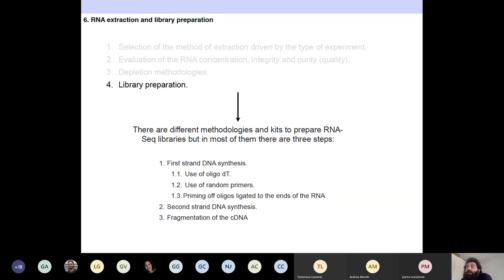Then you do the second-strand DNA synthesis, and then you do the fragmentation of the cDNA. That is the common practice with each of the different steps, but I'm not going to go into much detail.